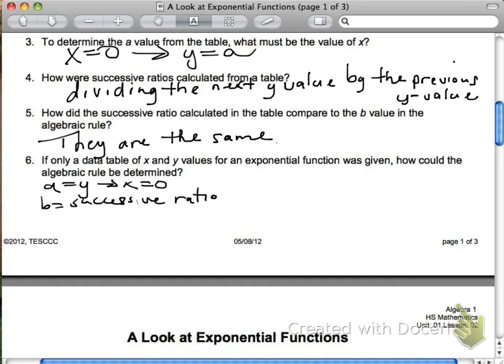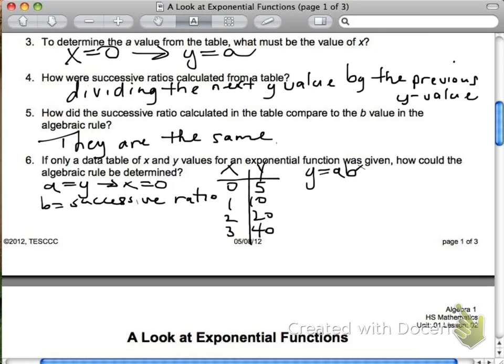Okay, now let's take a look. Let's put this into action. So if I have x and y, and I have 0 and 5, and 1 and 10, and 2 and 20, and 3 and 40. So basically, what's our function? What's our setup? Y equals a times b to the x. That's all I'm asking for right now.